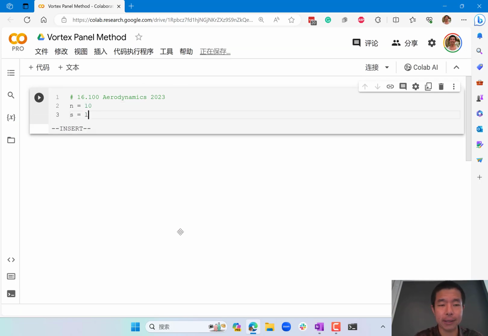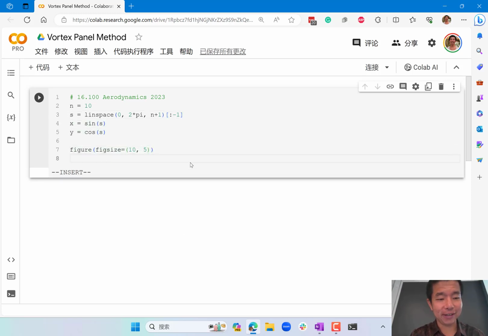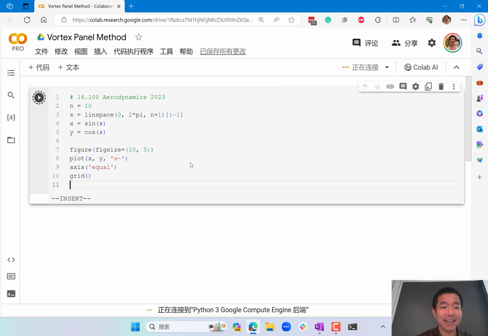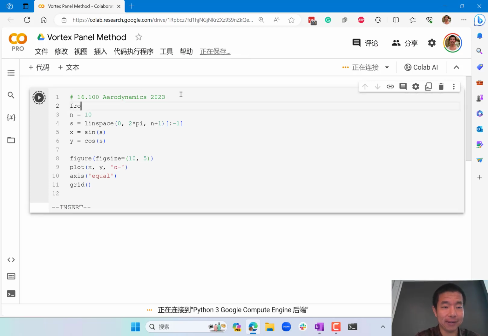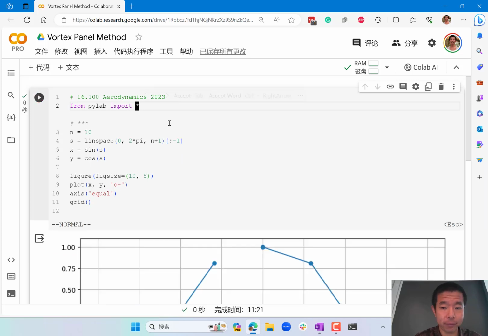And the angle, let's do linspace 0 to 2 pi, n plus 1, and I only keep the first n points, so that 0 and 2 pi are not duplicated, since they are actually the same point, right? Oh, it actually suggested this for me. That's ideal. So let me just plot x and y, make sure that's actually what I want. Okay, that's fine. Oh, I think I didn't do from pylab import all.